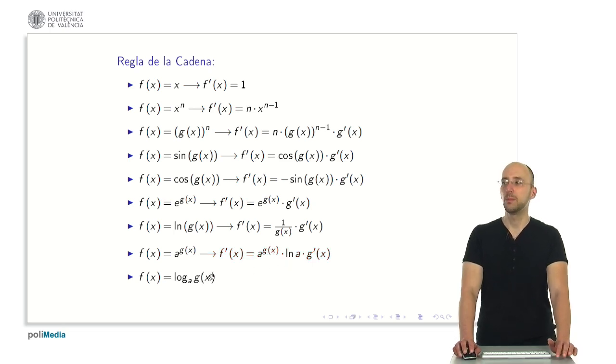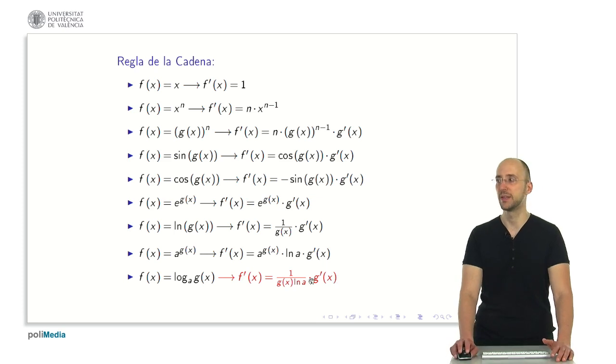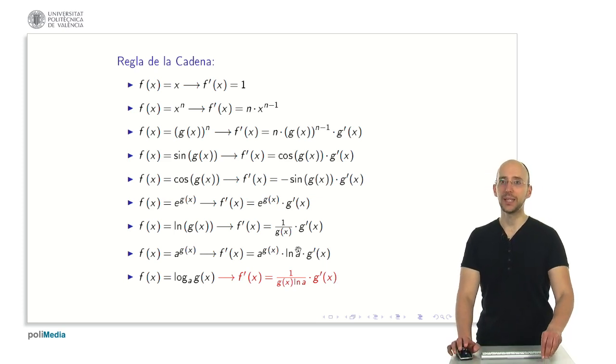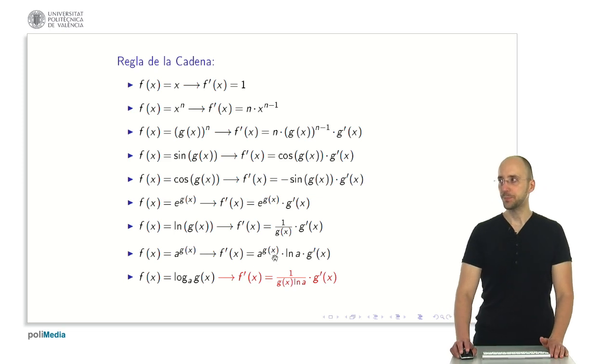What happens when I use the logarithm with base a of g of x? It would be 1 divided by g of x multiplied by the natural logarithm of a multiplied by g prime of x. They always end up the same with g prime of x. The first part of the expression is based on the structure of the derivative without the function g of x, simply the function of x.